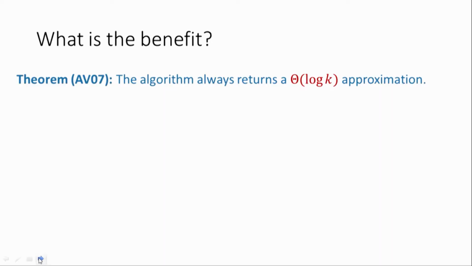So what is the benefit? Here is a clear benefit. I'm writing this as a theorem, then we'll explain what it means. The algorithm returns a log k approximation. Remember, what is k? k is the number of clusters. So what does it mean that it returns a log k approximation?